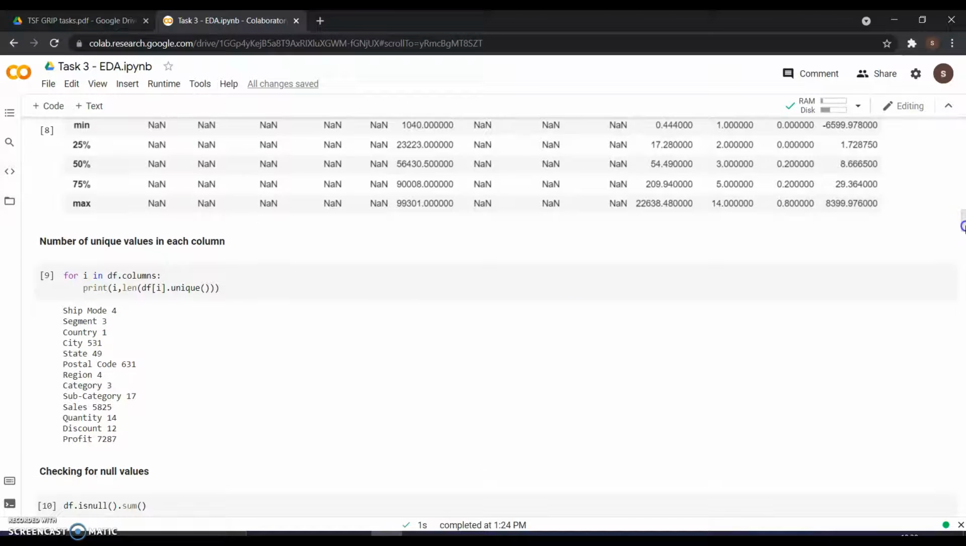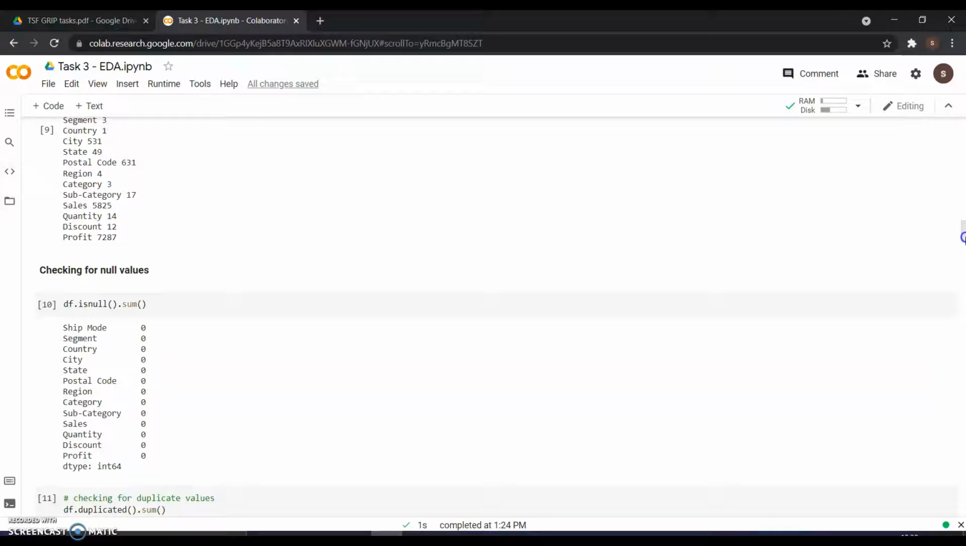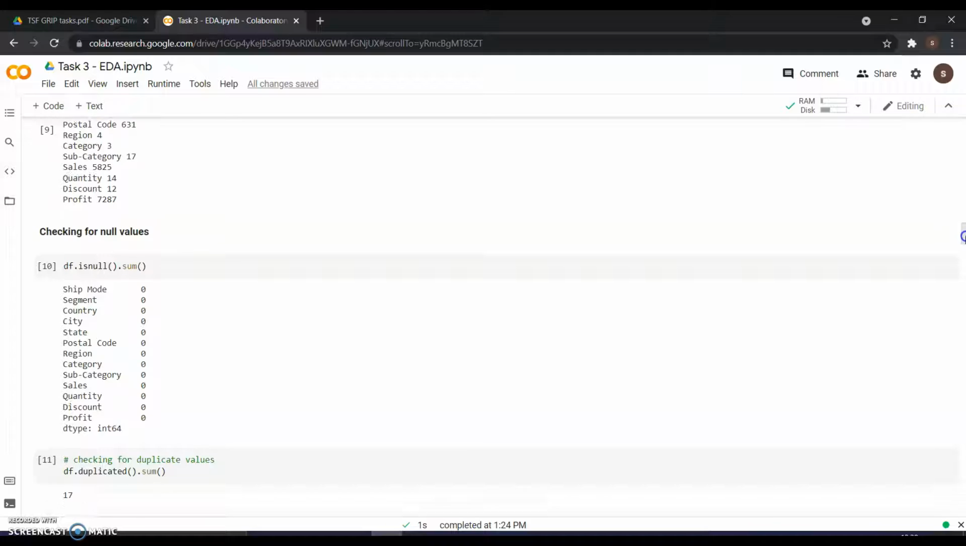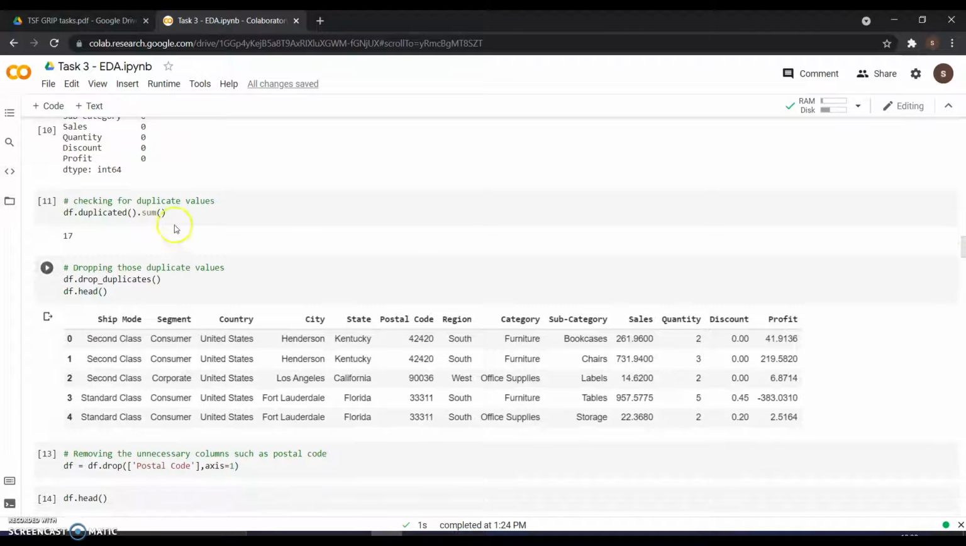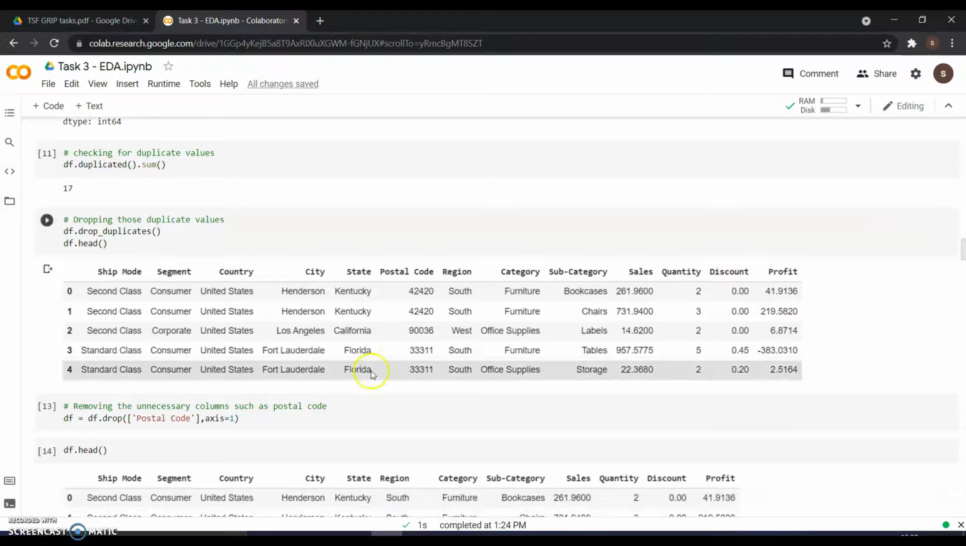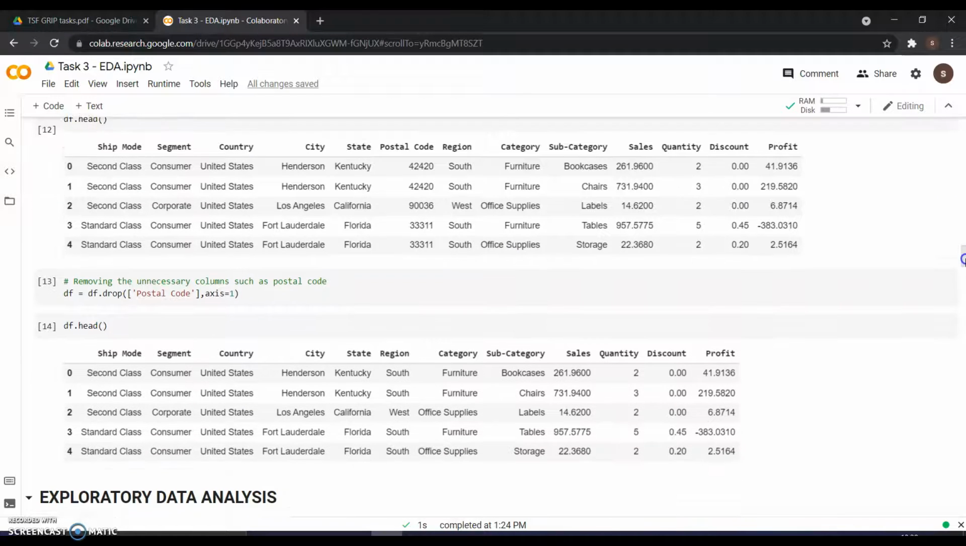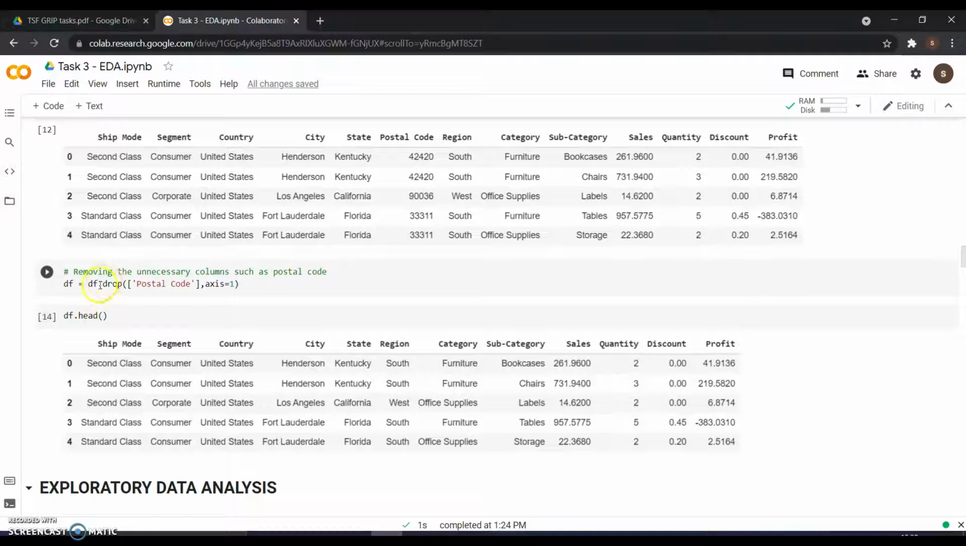Moving on to check if there are null values, I call df.isnull().sum(). As you see, there are no null values, so it's good. Then there were duplicated values in the dataset, almost 17 duplicated values, so I dropped those duplicates. And as you notice, postal code is not a necessary column, so I dropped it by df.drop.